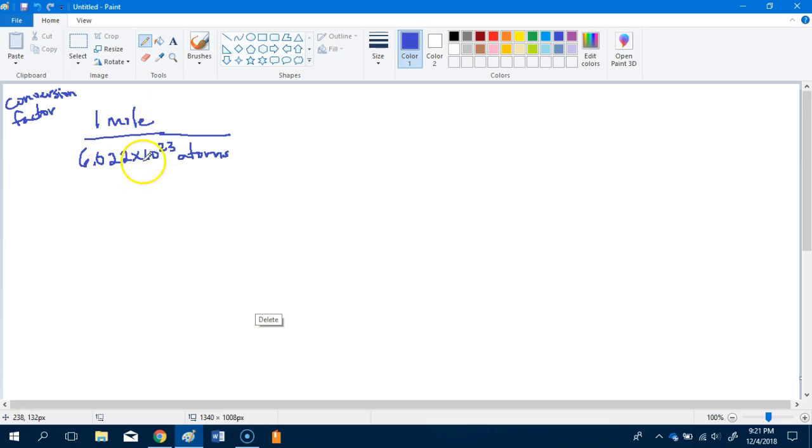So 1 mole is equal to 6.022 times 10 to the 23 atoms, or 1 mole is equal to 4 grams of helium, depending on the element. So you can use conversion factors in a lot of different scenarios, and they can be written both ways. So this can also be written as 6.022 times 10 to the 23 atoms over 1 mole. And the question is, when do you know which one to use?